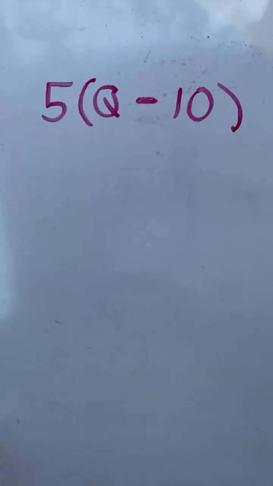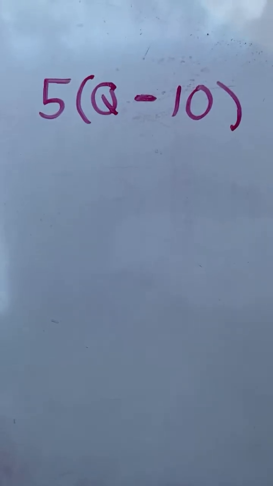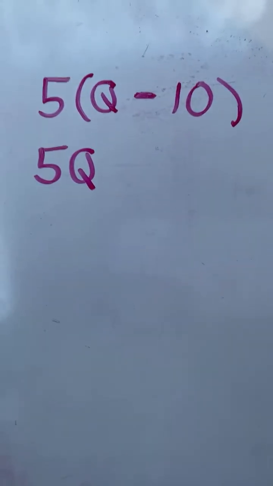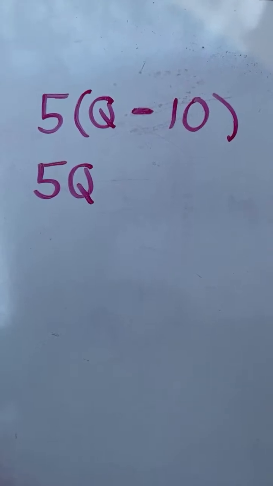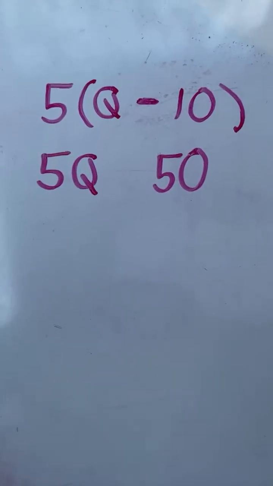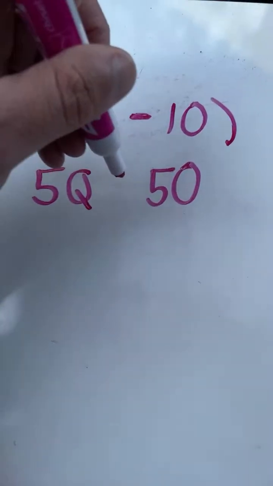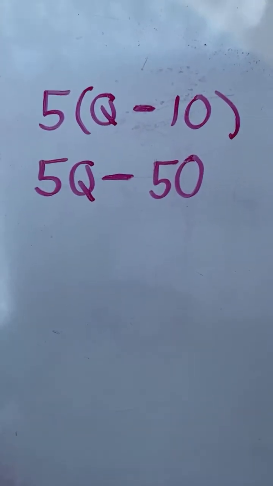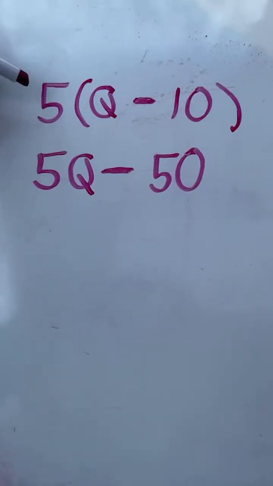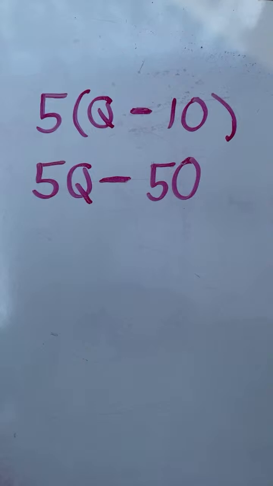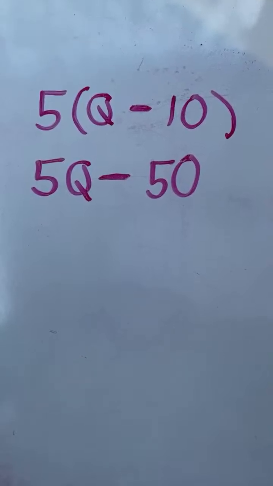So we have a 5. Then in the parentheses, we have q minus 10. The parentheses acts like a multiplication sign. Step 1, 5 times q equals 5q. Step 2, 5 times 10 equals 50. There's a subtraction sign in the parentheses, so we're going to have a subtraction sign in our simplified answer. And this numerical expression simplified equals 5q minus 50.